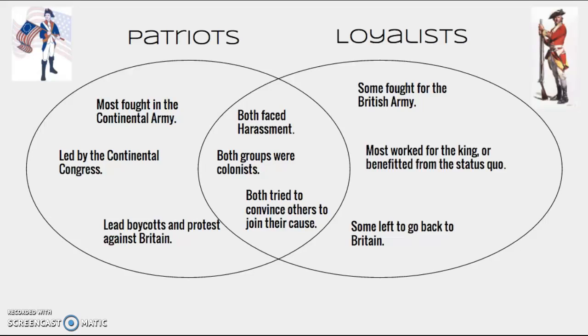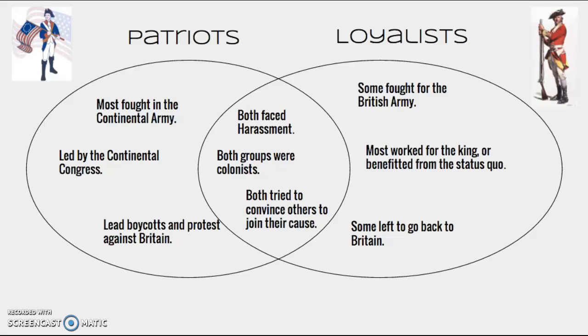The Patriots were led by the Continental Congress. They were also led by the Sons of Liberty. But the Continental Congress really was the people that were calling the shots. This is your big leaders like John Adams and George Washington and Thomas Jefferson. These guys were really the ones that were calling the shots in the early days before we were the United States of America. And then you have the Patriots that were really leading the boycotts and protests against Britain that we really talked about in Content Standard 8.1.2 in the last few weeks.